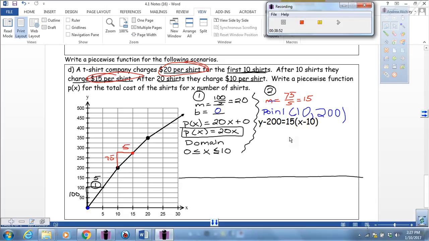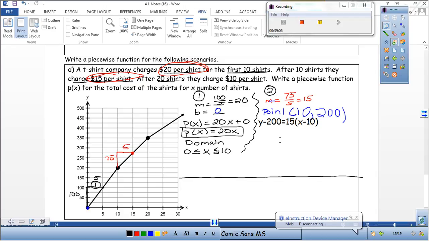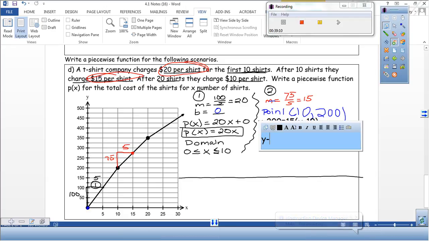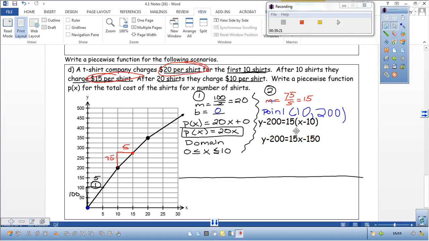Once you plug it into the point slope formula, you should have this: y minus 200 equals 15 times x minus 10. Who got that far? Okay, good job. When you distribute it, then we're going to get y minus 200 equals 15x minus 150. Okay, any questions over that?